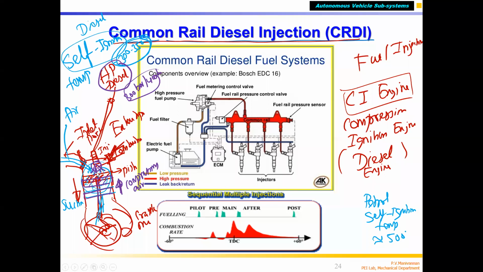I already told you, in a PFI engine, what is the fuel injection pressure? 5 to 6 bar, correct. But why? Even with the low pressure fuel injection, the petrol liquid fuel will be dispersed as small droplets, correct. The droplets may be 50 to 100 microns, something like that, 20 micron, 50 micron, depending upon the pressure, correct. And petrol, gasoline, can easily evaporate at room temperature itself.